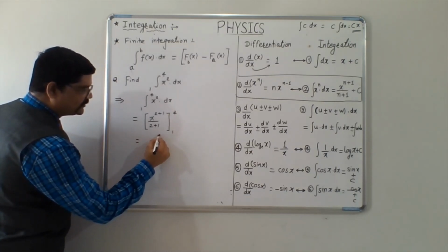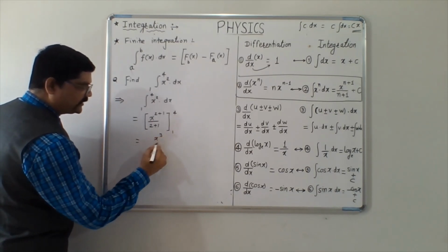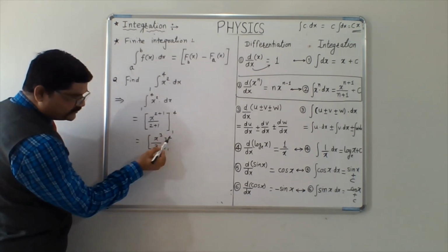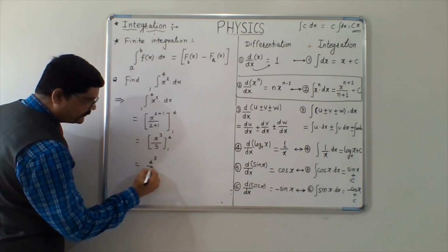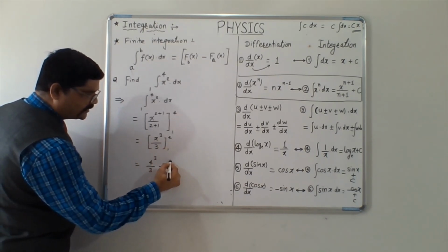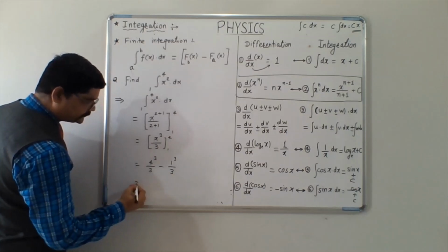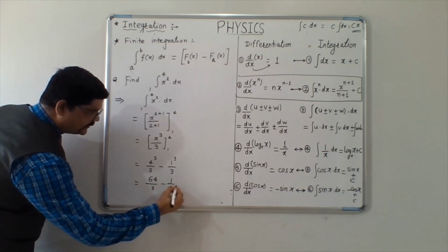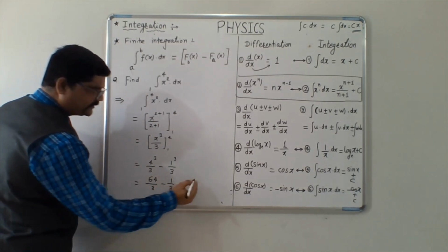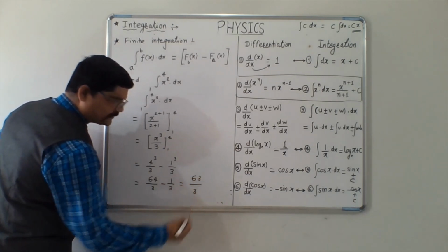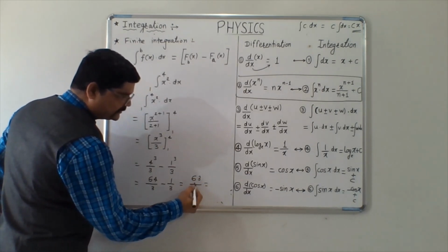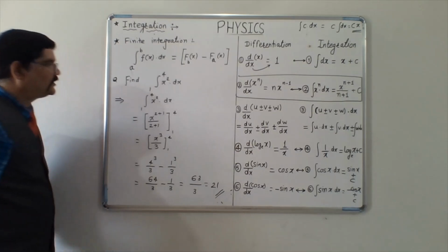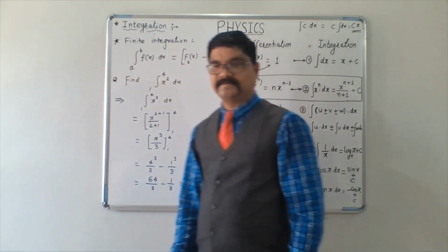Clearly, this will give us x to the power 3 divided by 3. Apply the two values 1 and 4. So put the value 4 here: 4 to the power 3 divided by 3 minus 1 to the power 3 divided by 3. This will come as 64 by 3 minus 1 by 3. The answer we are going to get, 64 minus 1, is 63 by 3. Or else divide it, 3 into 63 gives 21. 21 is the answer of this finite integration.